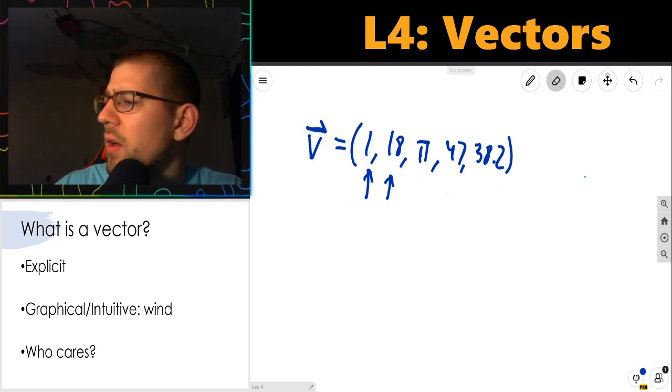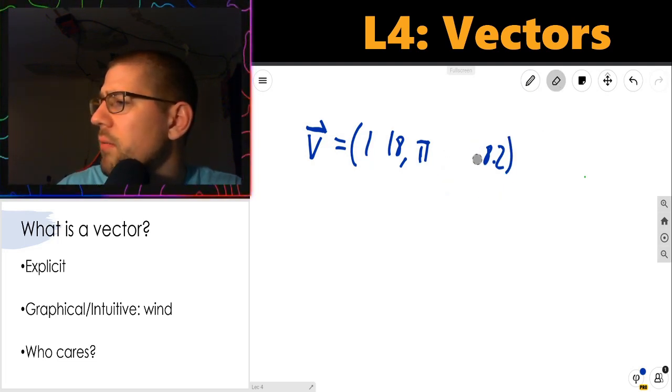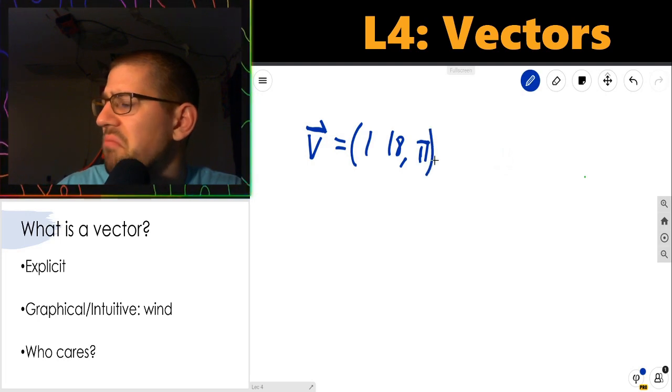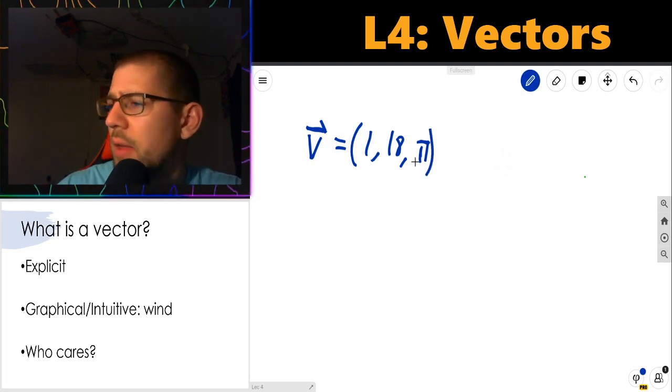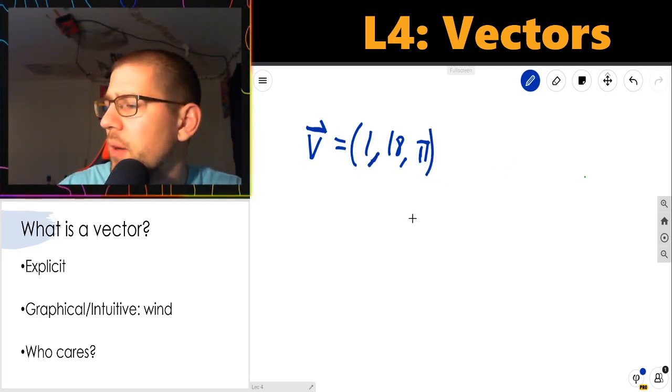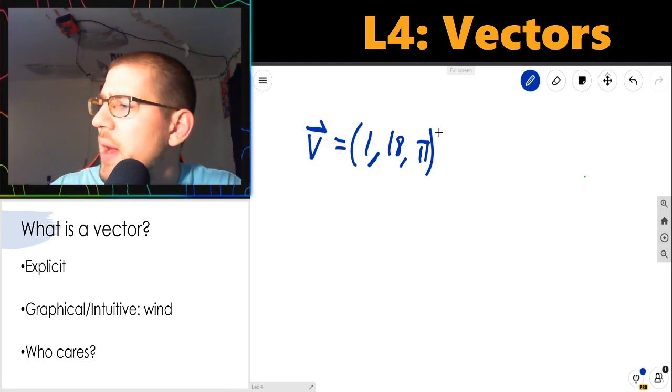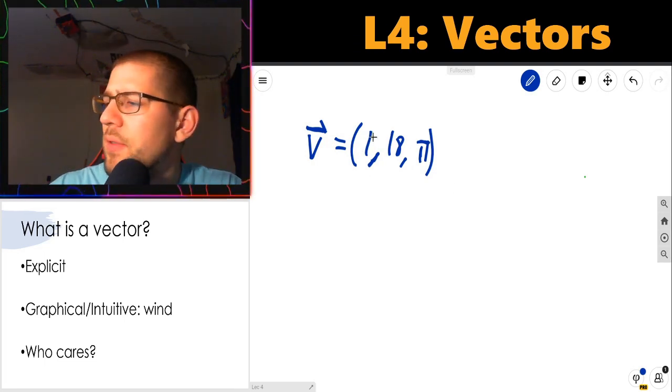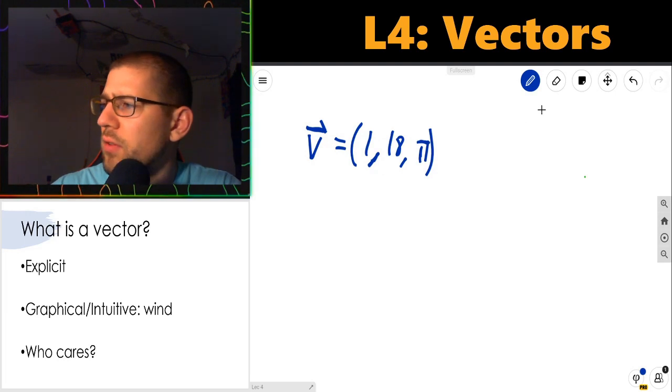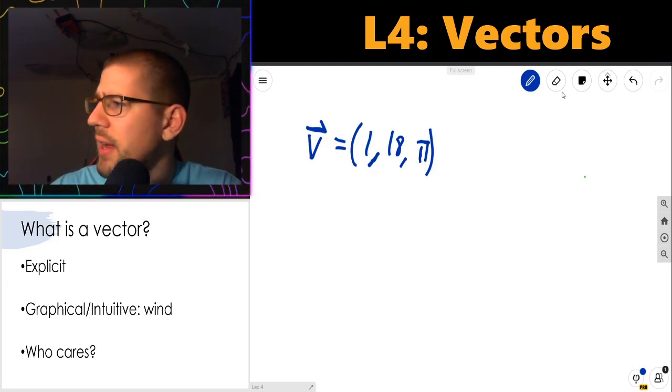In physics, we're only going to really talk about up to 3, typically. So 1, 2, 3. Oops, I forgot my comma here. Sorry about that. I separate each of these elements of the vector by a comma. We'll talk about exactly what these elements are in just a second.